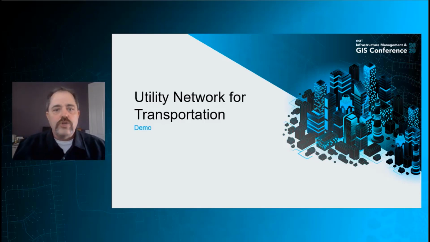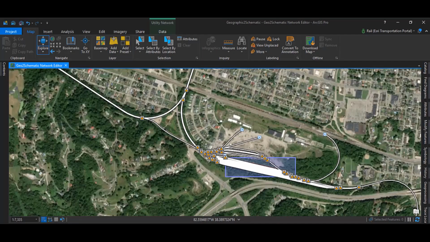But first, what I'd like to do is introduce Koye Brown. She's a solution engineer on our transportation team and an expert with the utility network for transportation. She's going to start with the elements of how transportation maps, and in this case, railroad maps, can take advantage of the capabilities provided by the ArcGIS utility network. Koye? All right, thanks, Jim.